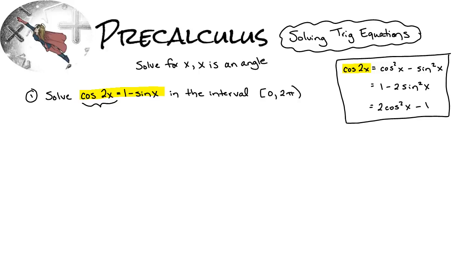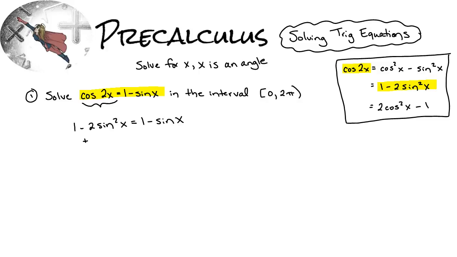Now, the version I'm going to go with is this middle version because it's the only one that has sine exclusively in it. And the other side of our equation in our problem has sine, so that's how I'm picking to use that middle formula. So that's going to be 1 minus 2 sine squared of x equals 1 minus sine of x. Okay, so by picking that middle version, now I have an equation with only sine in it, which is very helpful. Now, though, I want to bring everything to one side.